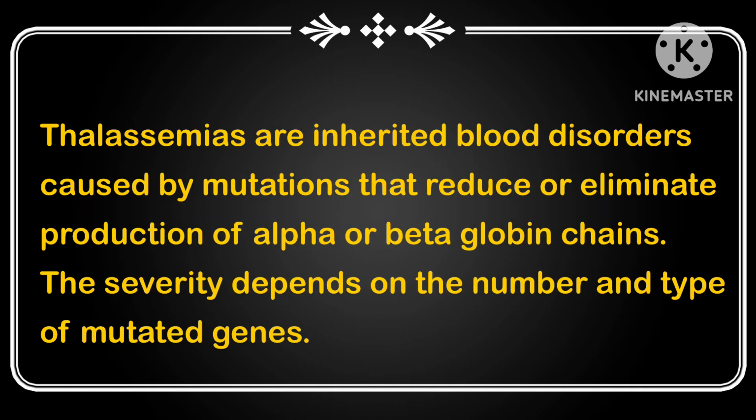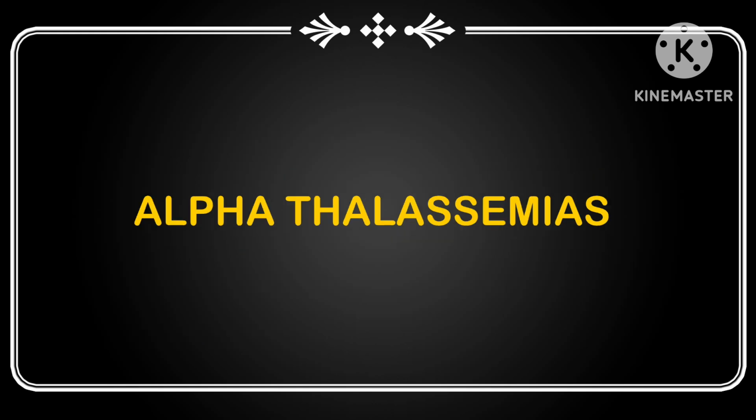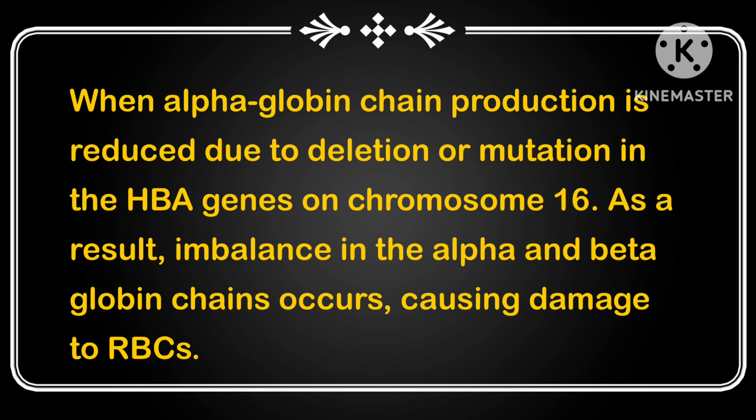Thalassemias. Thalassemias are inherited blood disorders caused by mutations that reduce or eliminate production of alpha or beta globin chains. The severity depends on the number and type of mutated genes. Alpha thalassemia, when alpha globin chain production is reduced due to deletion or mutation in the HbA genes on chromosome 16. As a result, imbalance in the alpha and beta globin chains occurs, causing damage to the RBCs.